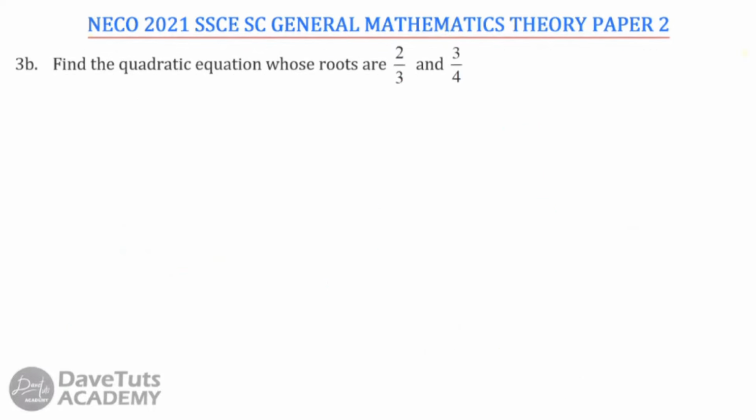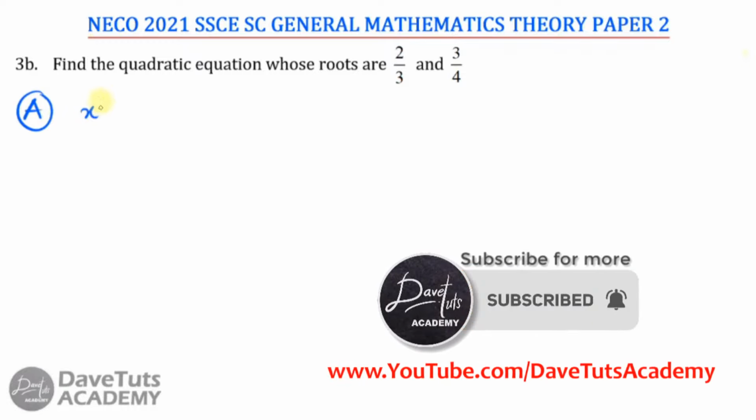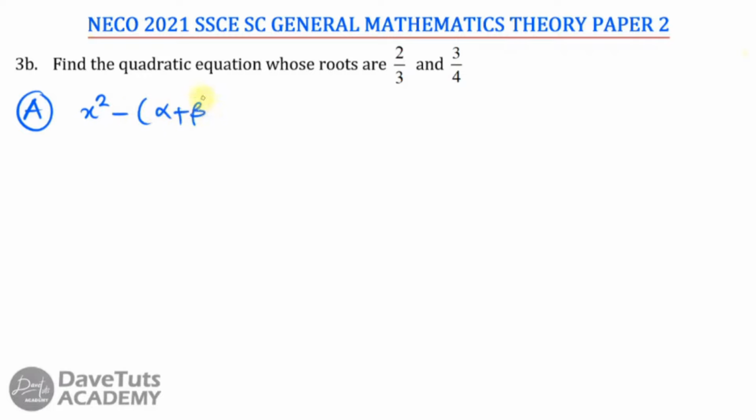Alright. In this question on quadratic equation, in which we are asked to find the equation whose roots are 2 over 3 and 3 over 4, there are two methods we can go about trying to solve this. In the first case, we can make use of the general equation that x squared minus the sum of roots, alpha plus beta, multiplied by x plus the product of roots, alpha beta, is equal to 0, in which alpha and beta are the roots of the equation. So in this case, you can say alpha is 2 over 3 and then beta is 3 over 4.